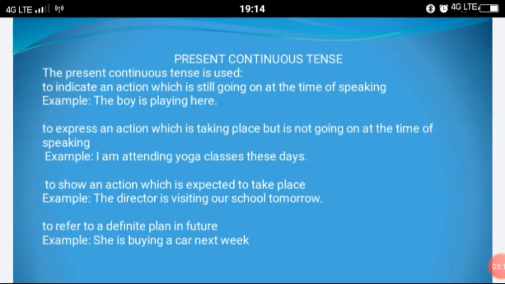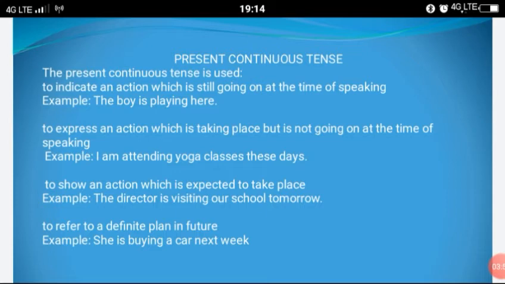After present indefinite, let us move on to present continuous tense. Present continuous tense is used to indicate an action which is still going on at the time of speaking. It shows the progression of the action. For example, the boy is playing here. It is also used to express an action which is taking place but is not going on at the time of speaking. For example, I am attending yoga classes these days.